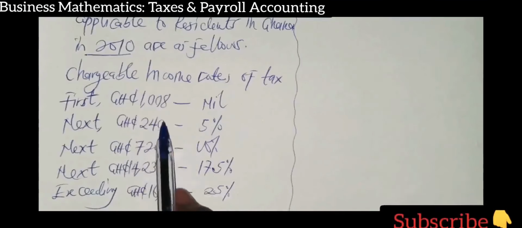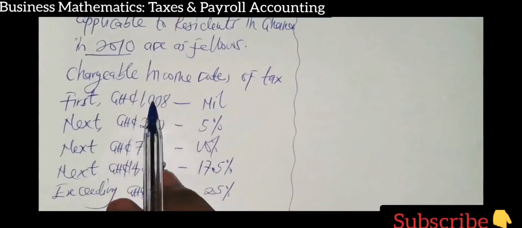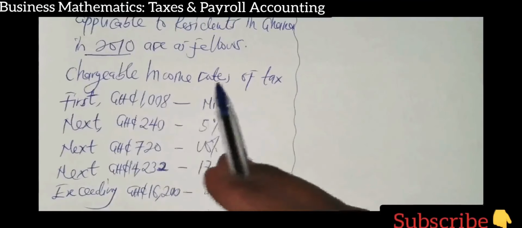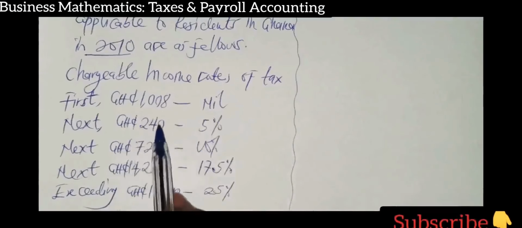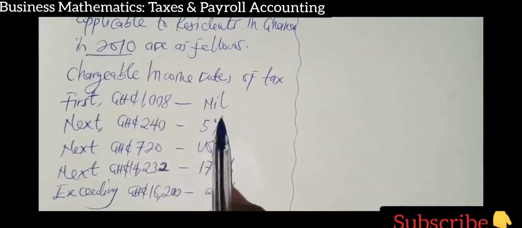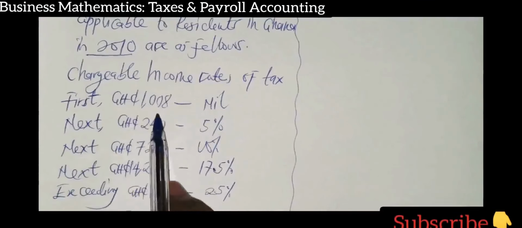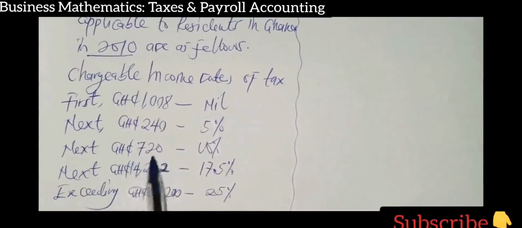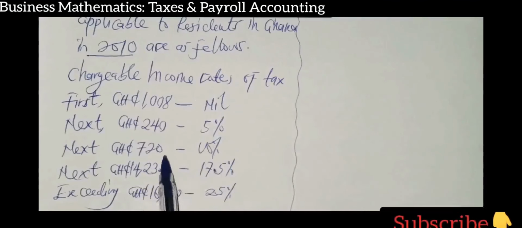Okay, so here there's a difference. The 240 here means that when we add the 240 to this 1008, the result is the range, and if you are within that range, then you are taxed 5%. The same thing also happens. You add 720 to the total of these two, and the range is what we have here as 7 or 20. If you are within that, you pay 10%, and it goes on and on.